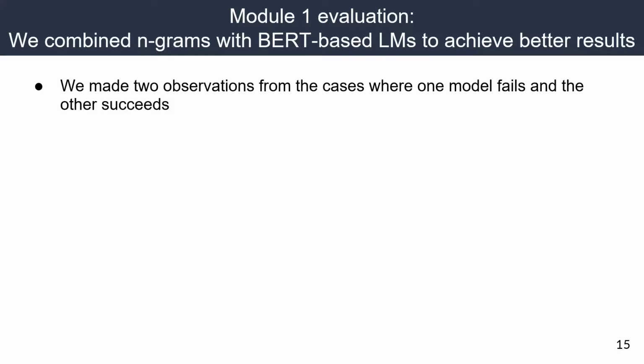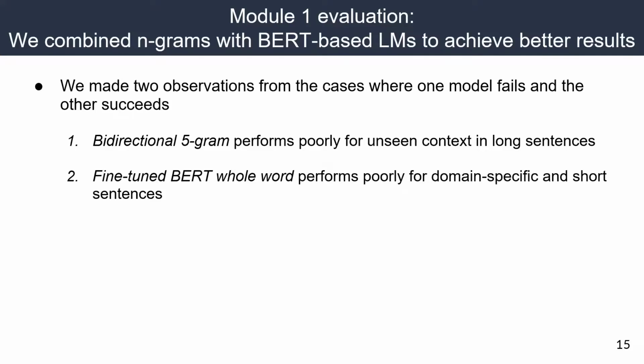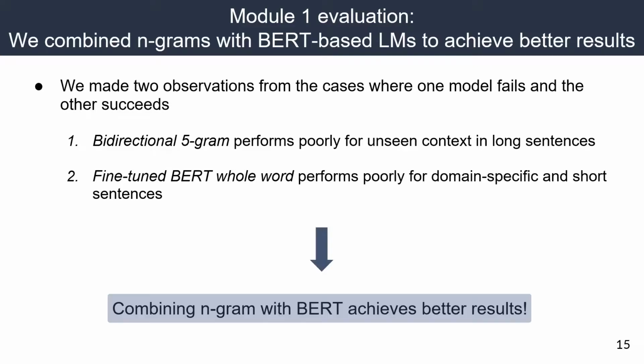And we started by looking at the cases where one model fails and the other succeeds, just to understand what causes the failure of one and the success of the other. And we made two observations. First, the bidirectional 5-gram performs poorly for unseen context in long sentences, and the fine-tuned BERT performs poorly for domain-specific and short sentences. We used these two observations to combine the bidirectional 5-gram with the fine-tuned BERT whole word, and we achieved better results.